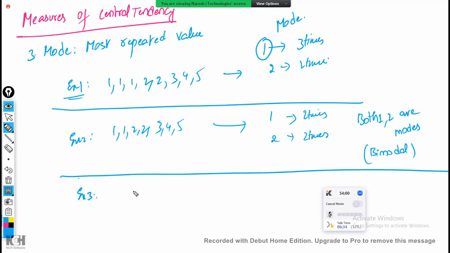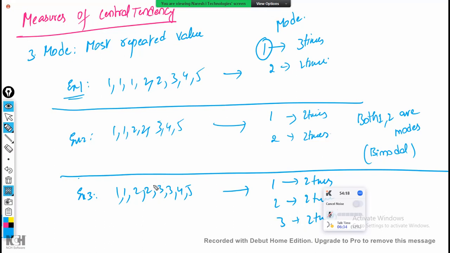1, 1, 2, 2, 3, 3, 4, 5. Means 1 was repeated 2 times. 2 was repeated 2 times. 3 also repeated 2 times. Everything is equal now.